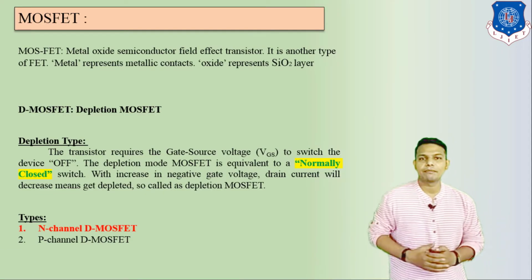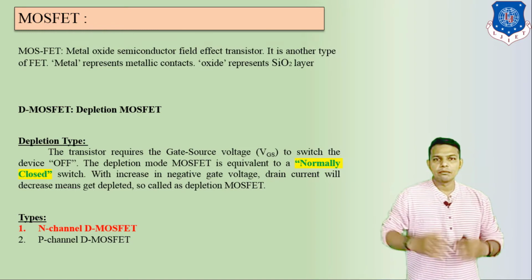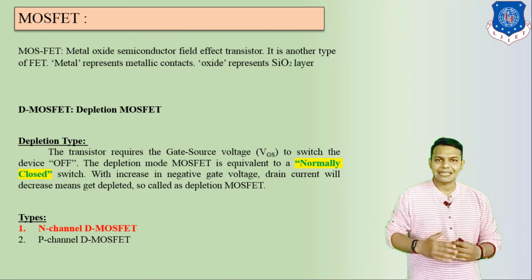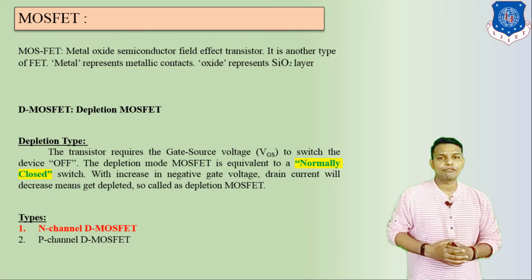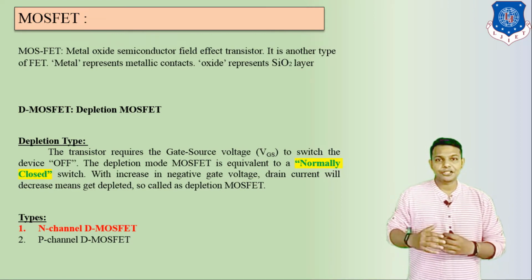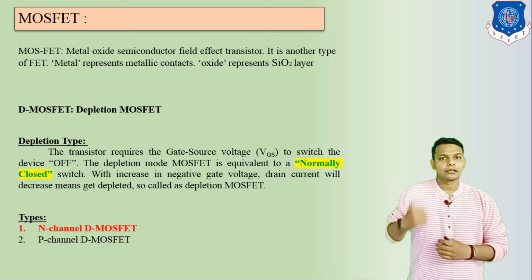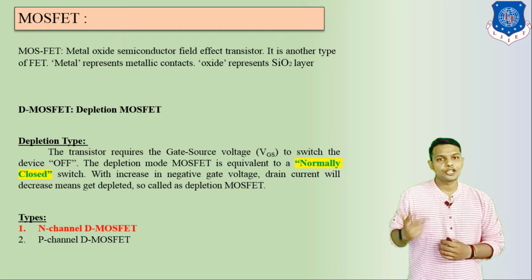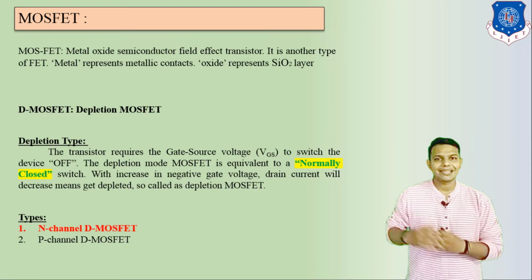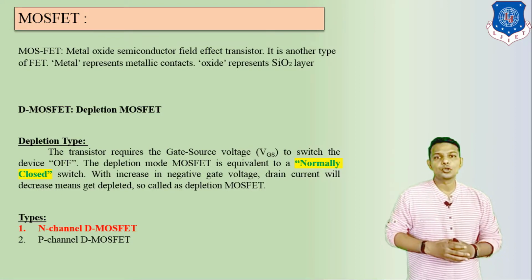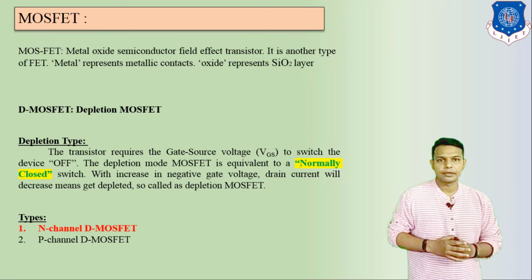So let us start with the basics of D-MOSFET or MOSFET. MOSFET means metal oxide semiconductor field effect transistor. It is another type of FET. Metal represents metallic contacts, which are gate, source and drain, connected at a few points. Oxide represents the SiO2 layer, which means silicon dioxide layer.